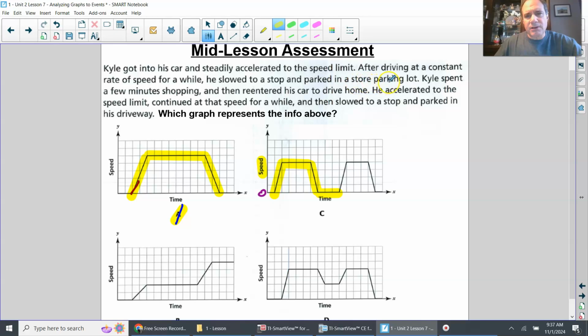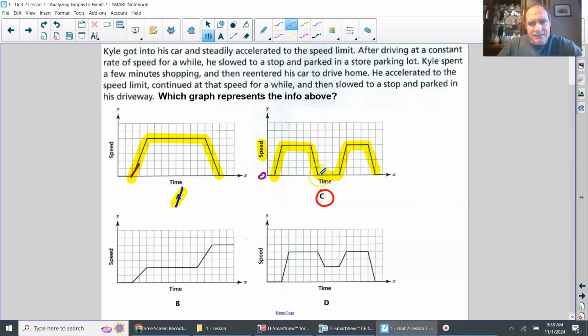He slowed to a stop and parked in a store parking lot. This is him parking. Kyle spent a few minutes shopping, then re-entered the car to drive home. He accelerated to the speed limit again. Same speed limit as this right here. So far it looks good. He continued at that speed for a while, and then slowed to a stop and parked in his driveway. C looks like you are having that answer there, and C looks like it's good enough. By the way, this is slowing to a stop and parking.